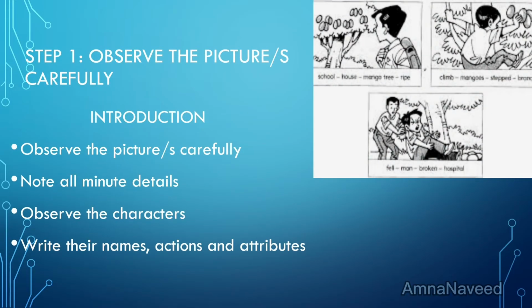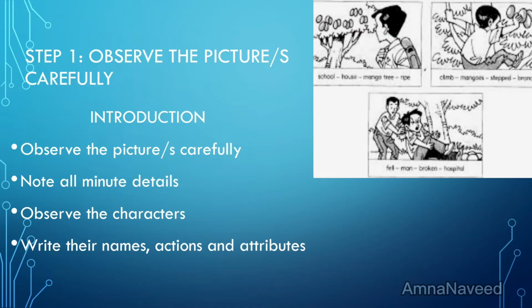First of all, you have to observe the picture very carefully. For example, look at this picture. You can see a character, a boy who has a bag at his back, and he is looking at a mango tree. In the second picture, he is trying to climb the tree and pluck some mangoes. And in the last picture, he has fallen down and another character has appeared in the story. So what can you observe? School bag, mango trees, climbing, slipping, his leg has been fractured, and a man has appeared.